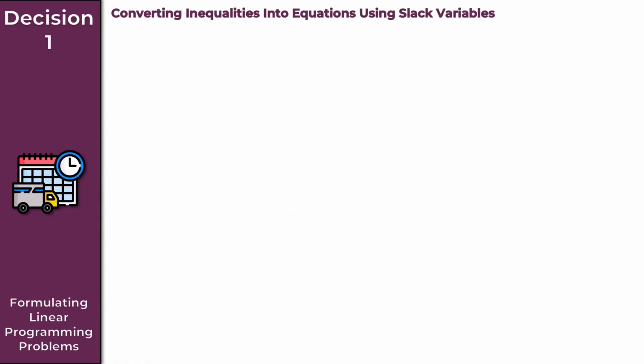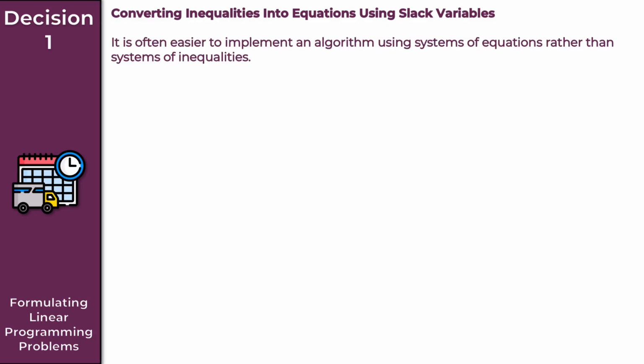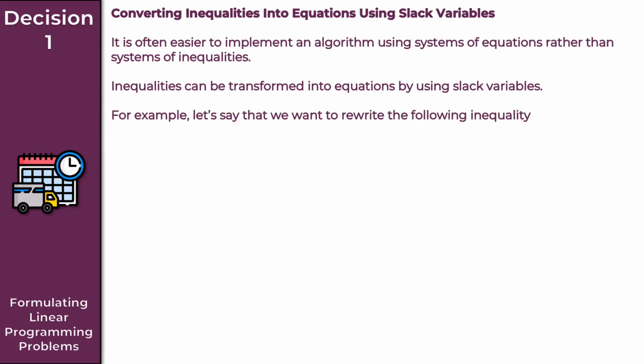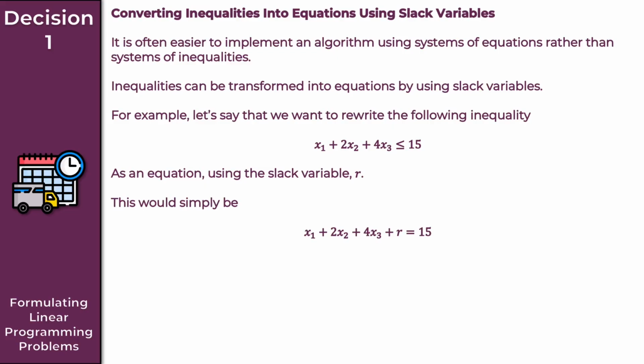So like we just said, let's take a quick look here at how we can convert inequalities into equations by using slack variables. Now it is often easier to implement an algorithm using systems of equations rather than systems of inequalities. And we can transform inequalities into equations by using slack variables. So for example, let's say that we want to rewrite the following inequality: x1 plus 2x2 plus 4x3 is less than or equal to 15. So as an equation using the slack variable r, this would simply be x1 plus 2x2 plus 4x3 plus r equals 15. So we add the slack variable and then we change the inequality to an equation.